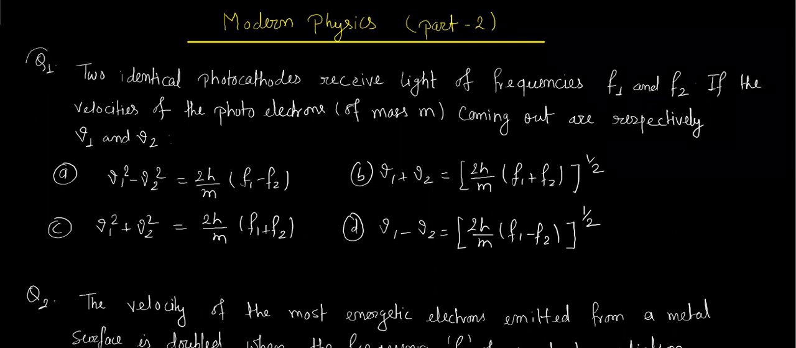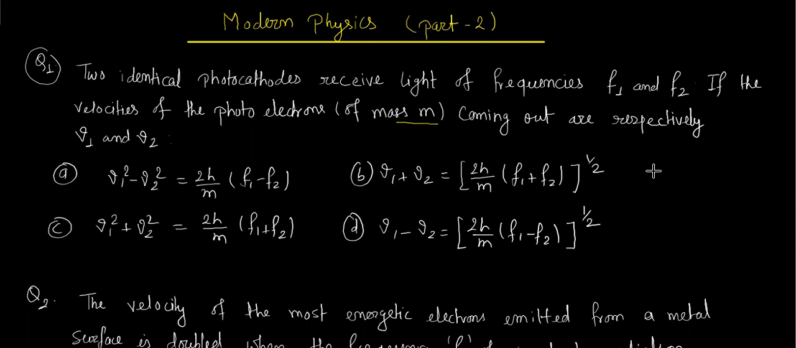In this question, you can see it is given two identical photocathodes receive light of frequency f1 and f2. If the velocities of photoelectrons having mass m coming out are respectively v1 and v2, then which expression is correct? Well, this is related with the photoelectric effect.